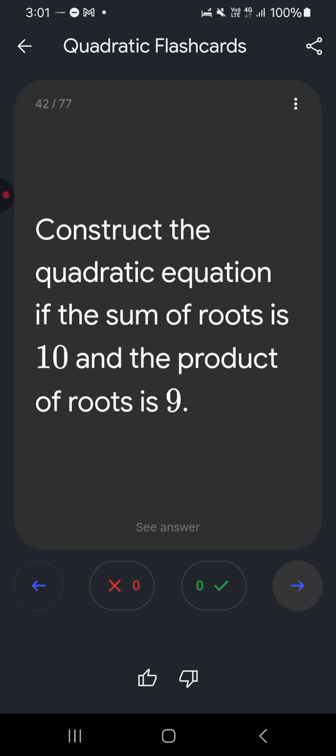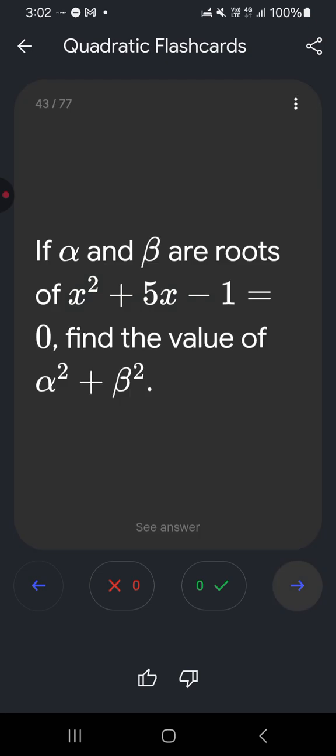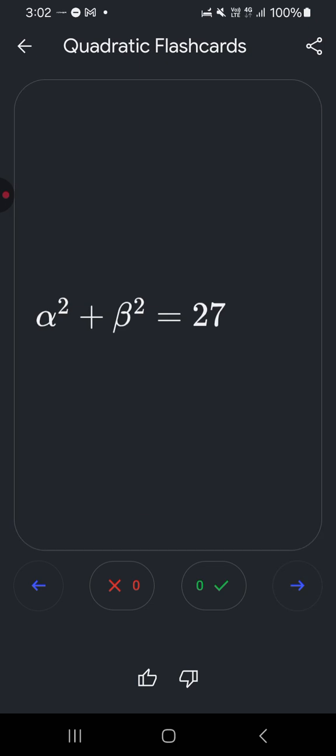Construct the quadratic equation if the sum of roots is 10 and the product of roots is 9. x square minus 10x plus 9 is equal to 0. If alpha and beta are roots of x square plus 5x minus 1 is equal to 0, find the value of alpha square plus beta square. Alpha square plus beta square is equal to 27.